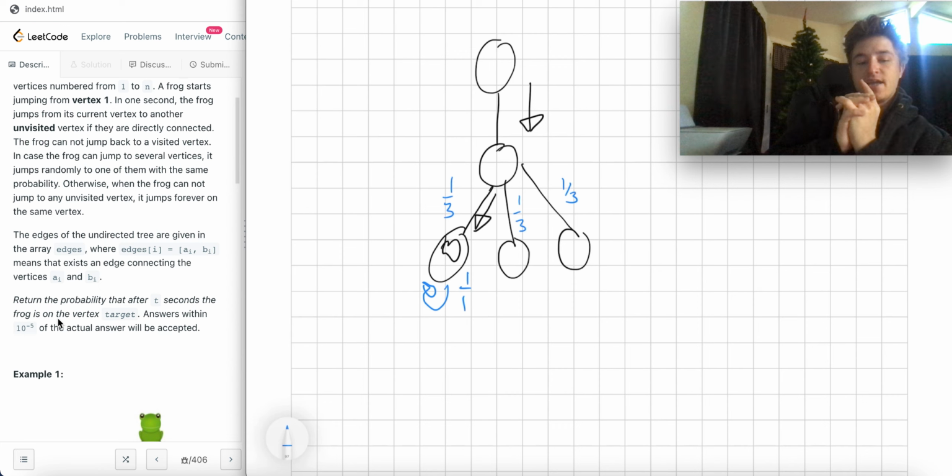Answer within 10 to the negative 5 of the actual answer will be accepted. Okay, so there's a small discrepancy. We don't have to worry about that.